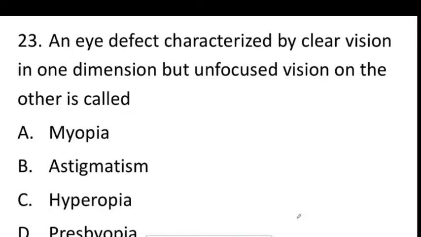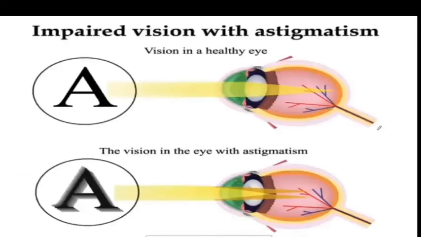The correct answer for this one is astigmatism. Okay, so anong sinasabi ng astigmatism? Your vision is clear in one dimension but it's unfocused on the other. Okay, so this is your astigmatism. If you have a healthy eye, you can easily see all the lines clearly. Pag meron kang astigmatism, blurry yung lines.